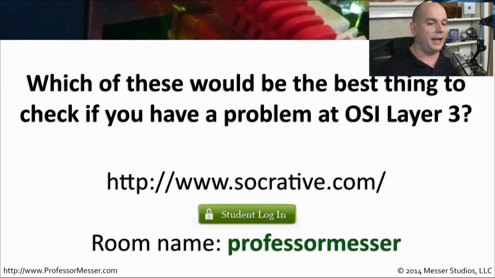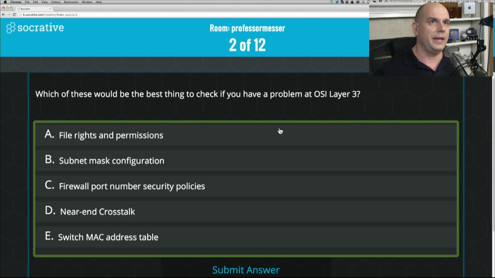So the question that I have for you next, as I push this next button, is which one of these things would be the best thing to check if you have a problem at OSI Layer 3. If you go to Socrative.com and go to room name Professor Messer, you will get these prompts available. Would you check file rights and permissions? Would you check the subnet mask configuration? Would you look at your firewall port number security policies? Would you deal with near-end crosstalk? Or would you go to the switch's MAC address table? Your network switch has a MAC address table inside of it. Maybe that's what you should look at for OSI Layer 3.